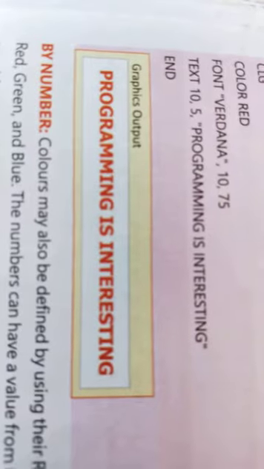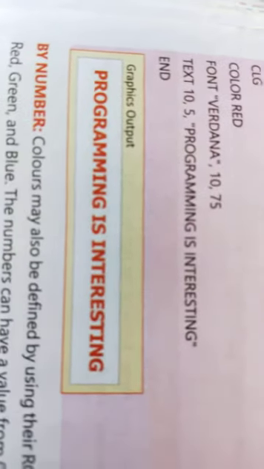You can write any text here in inverted commas, whatever you want to display on your screen. Then you have to end that program and click on the run. When you click on the run, your output will be displayed like this. Programming is interesting, and the color is red, and the pixels you have defined in your programming will be displayed there.